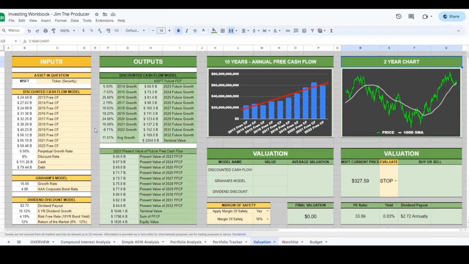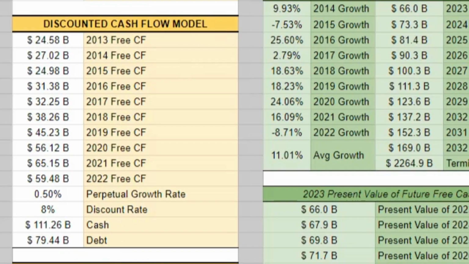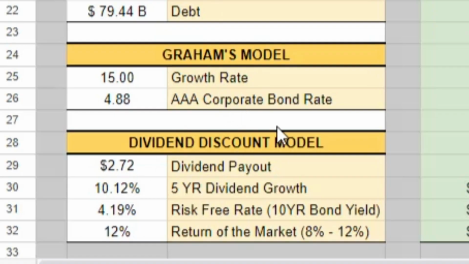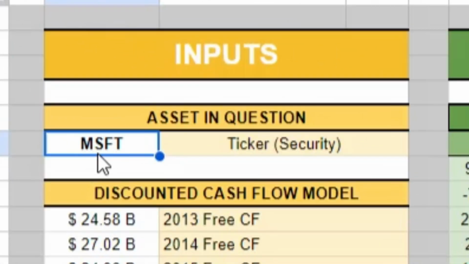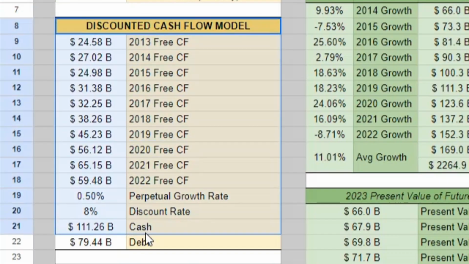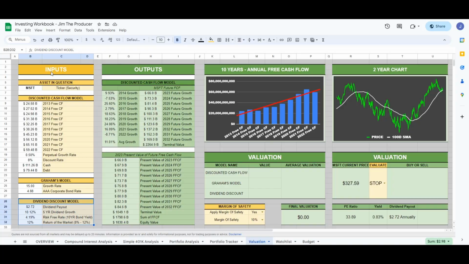So that begs the question, how well valued is Microsoft when you put it in a discounted cash flow model, Graham's model, or the dividend discount model? Well, I did put a spreadsheet together, taking the ticker symbol Microsoft MSFT, and calculated the discounted cash flow model, Graham's model, and the dividend discount model. Everything in the yellow is what I'm going to play around with here and here. Everything in the green will calculate itself.